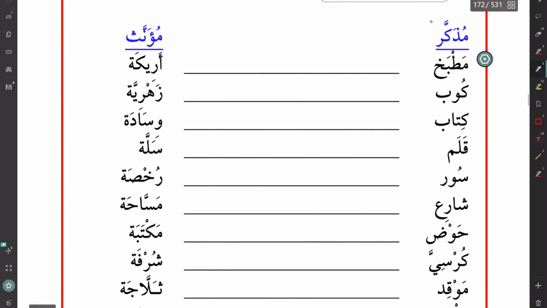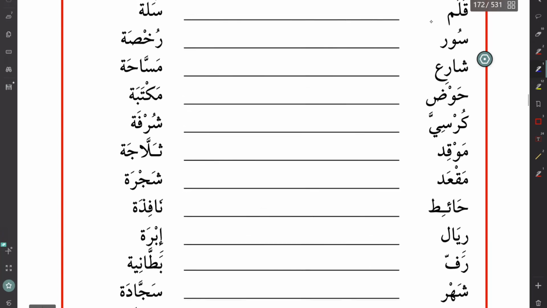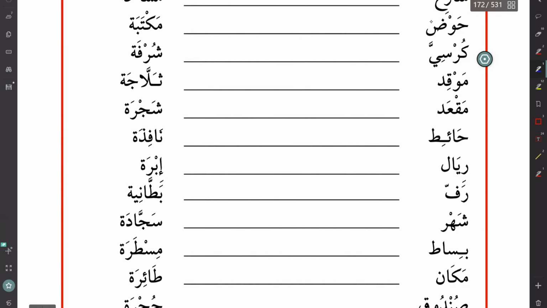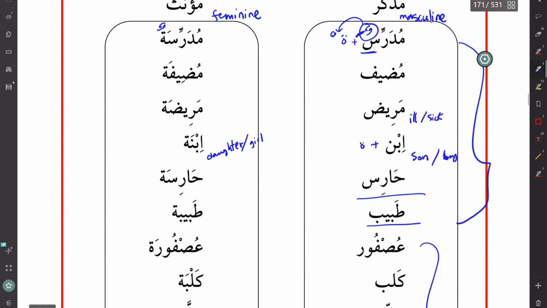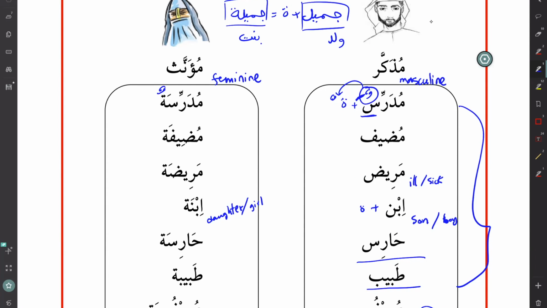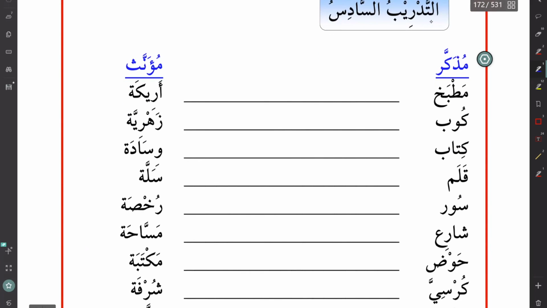Understand? I don't think they're showing you any relationship between these two lists. Not sure why they have a line in the middle, but nonetheless, you should understand, because remember, here we saw that you can add ta marbuta to these words to make them feminine, but here they're showing you these words you can't.